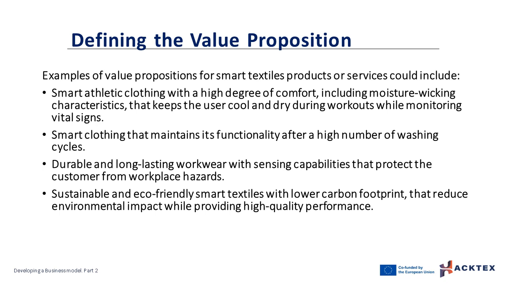Defining the value proposition. Examples of value propositions for smart textiles products could include smart athletic clothing with a high degree of comfort, including moisture-wicking characteristics, that keeps the user cool and dry during workouts while monitoring vital signs. Smart clothing that maintains its functionality after a high number of washing cycles. Durable and long-lasting workwear with sensing capabilities that protects the customer from workplace hazards. Sustainable and eco-friendly smart textiles with a lower carbon footprint that reduce environmental impact while providing high-quality performance.